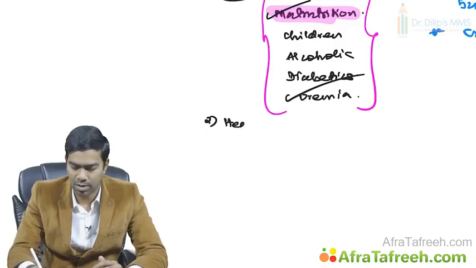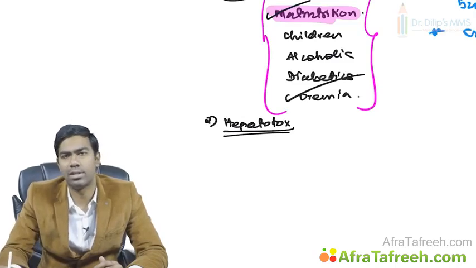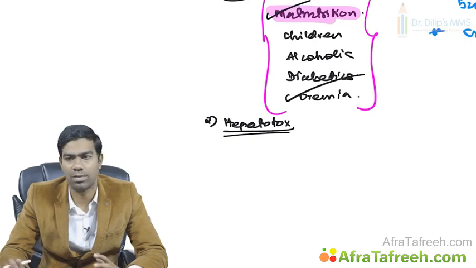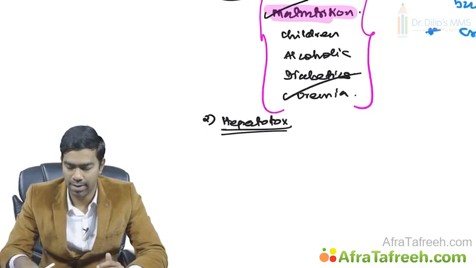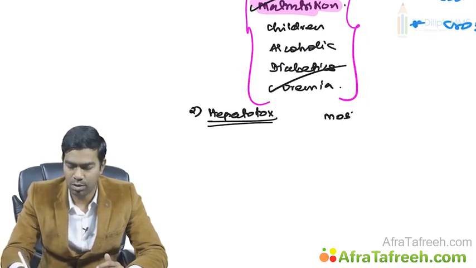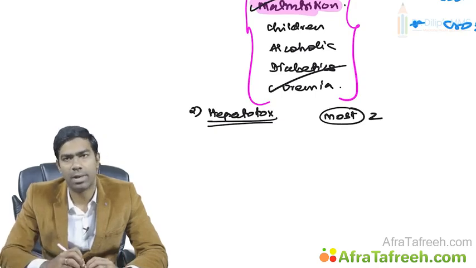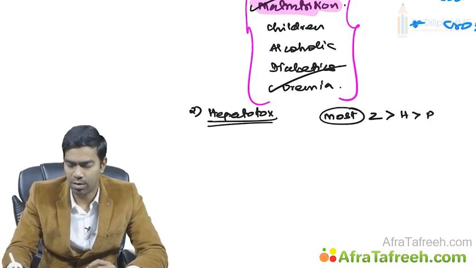Second one, hepatotoxicity. Yes, this is very, very important. Isoniazid is one of the most common drugs in the list for causing hepatotoxicity. Hepatotoxicity with ATTs is a very, very important topic you should understand. If they ask you the most hepatotoxic drug, it's always pyrazinamide only. This will be followed by your isoniazid. This will be followed by rifampicin.